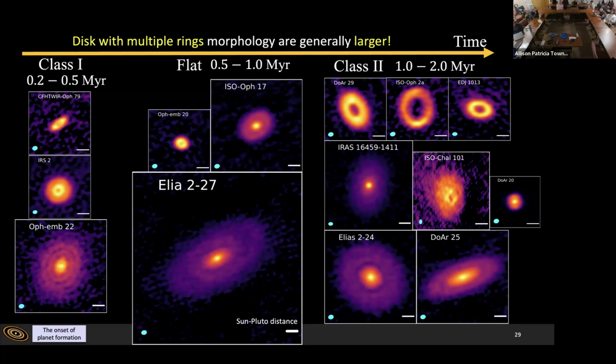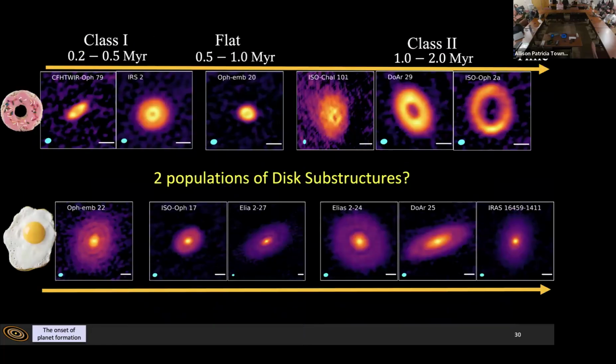In addition, if we look at all the sources, there seem to be two populations of substructures. One is a donut shape with a large central cavity, and the other type of substructure is centrally filled. We see them from class 1 all the way to class 2. This is ALMA band 6, so 1.3 millimeter. All these emissions are from thermal dust grains, so this is not due to free-free emission from the jet.